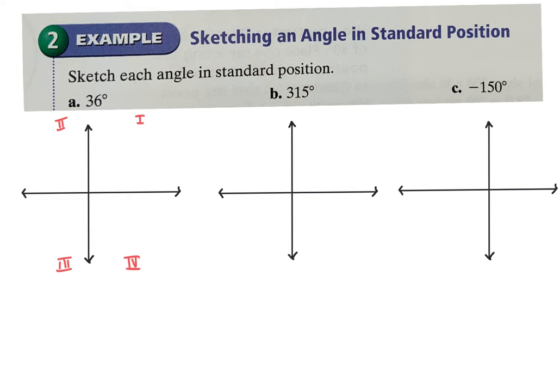Why do I know that? Because where's my cutoff for my first quadrant? 90 degrees, right? So it has to be there. We're sketching, so that means we're not getting out a protractor. 45 degrees is going to be where on this guy? Right in the middle. So 36 is going to be slightly down from there. Does that make sense? You are sketching.